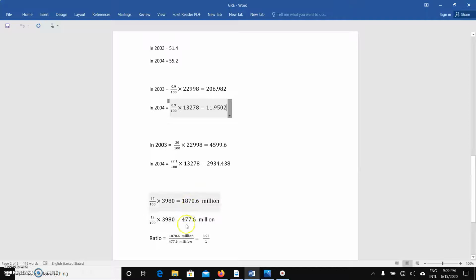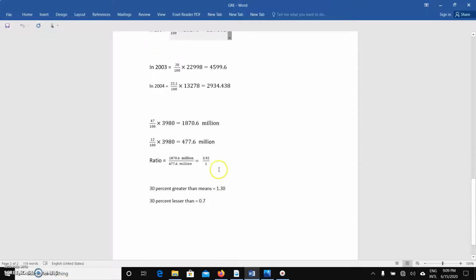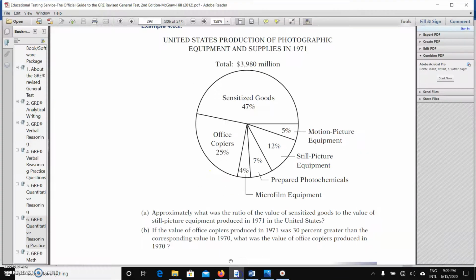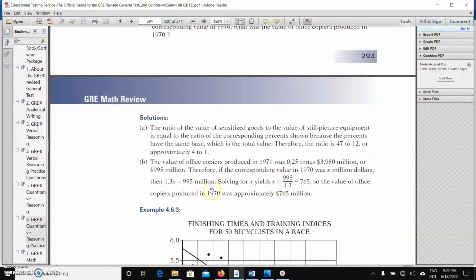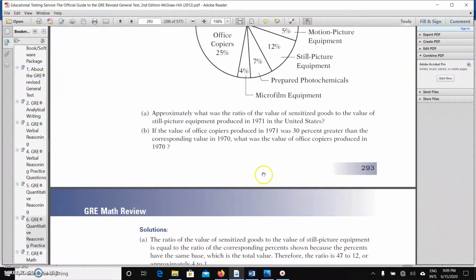By the time you now divide the two together to get the ratio, this one on top, this one below, you get 3.92, which is approximately 4. And that's what we have: a ratio of 4 to 1 here.